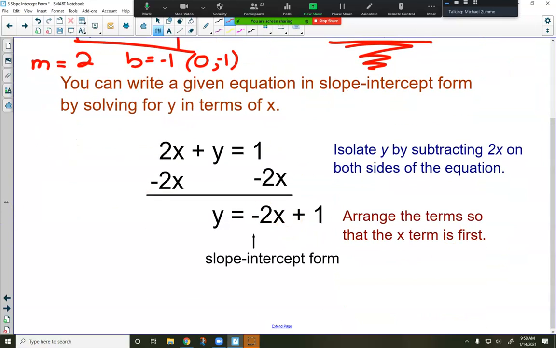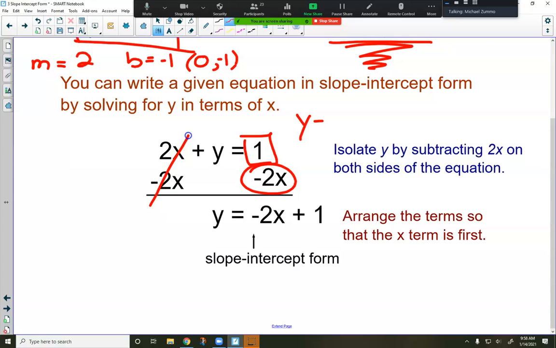We're going to isolate y by subtracting 2x on both sides of the equation. Now on the left side it's pretty simple. We're just canceling out this term, and we're isolating y alone. On the right side, we have a positive 1 and a negative 2x. Those are not like terms. I cannot combine them, right? 1 is a constant. Negative 2x is a variable expression. You can write it in any order.